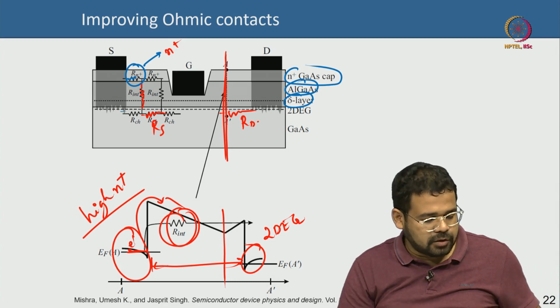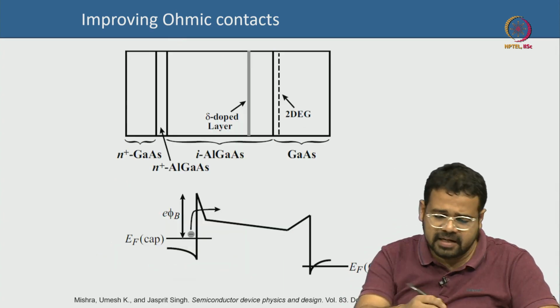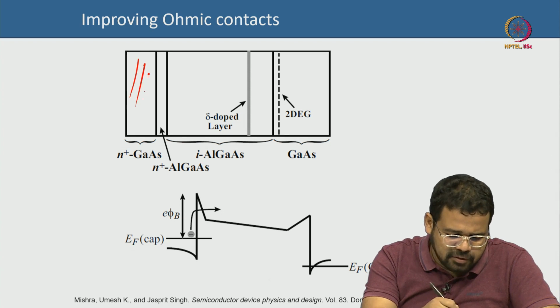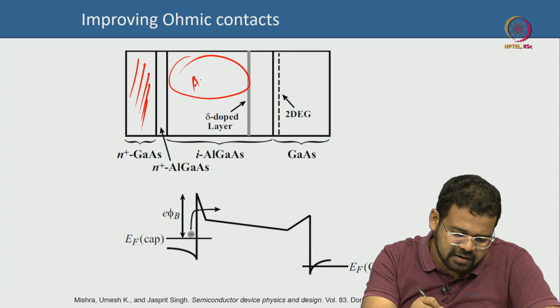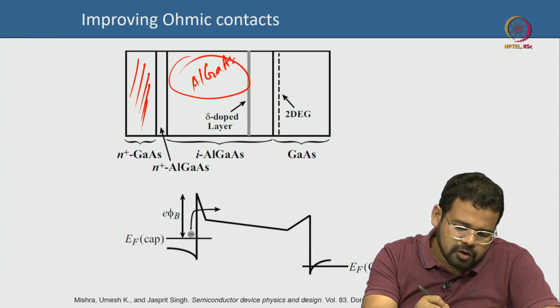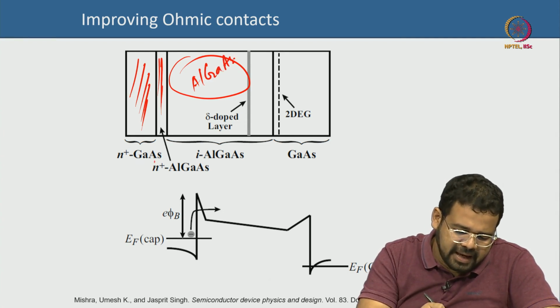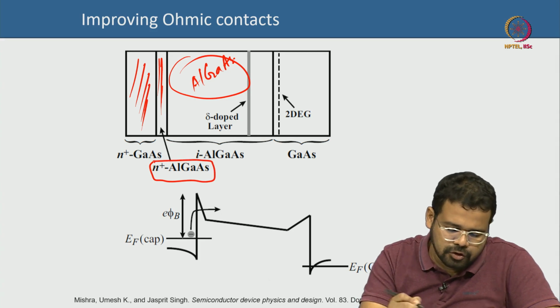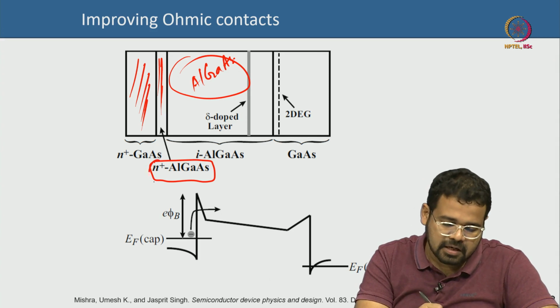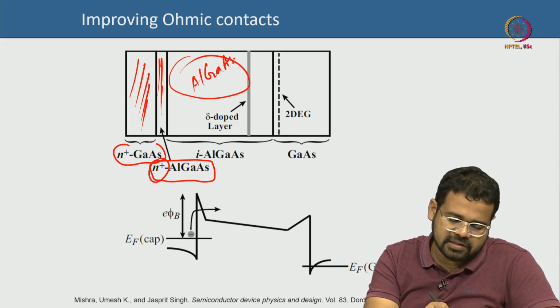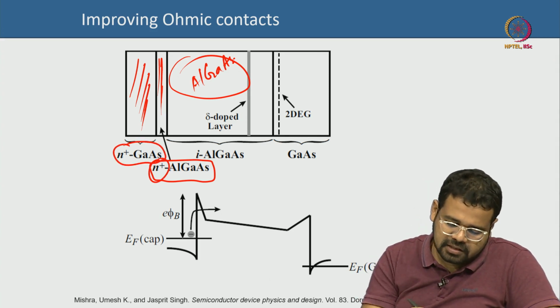So, one of the techniques to actually improve that is that below the N plus GaAs layer, and this is your barrier layer, this is your AlGaAs barrier layer. Between these two layers you have a very thin layer of N plus aluminum gallium arsenide. You are going to use a wide band gap aluminum gallium arsenide, but that is very highly doped N plus, which is just below the N plus gallium arsenide layer. So, what it does is that it does this thing to the band diagram.